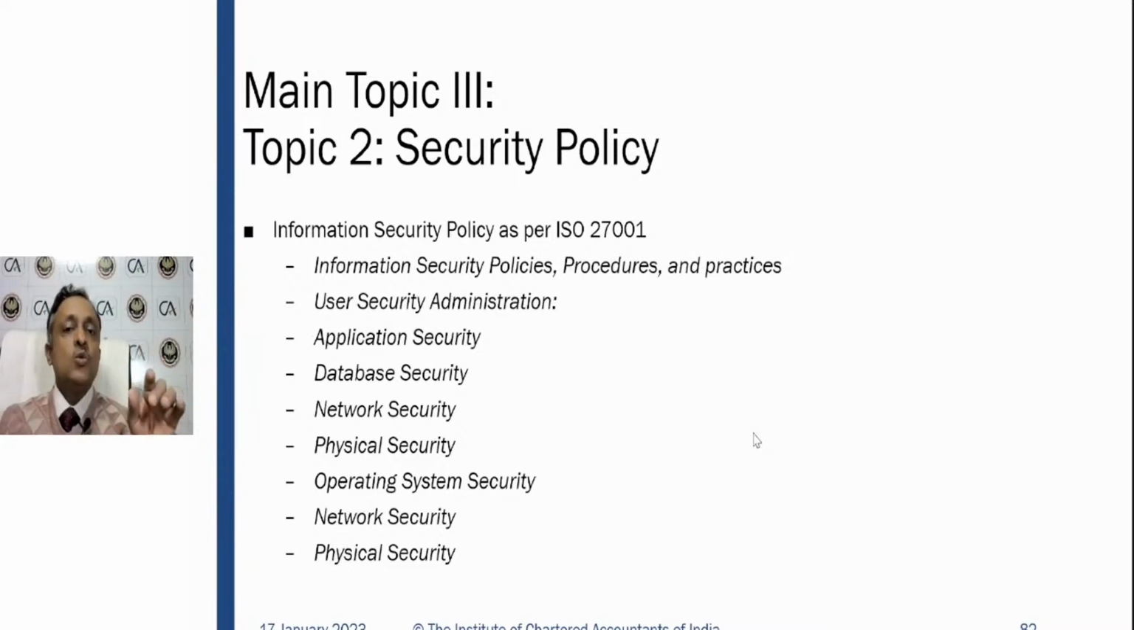Then ISO 27001. This is a guiding standard for creating security policy. It is, I think, 10 chapters. So every organization needs to create a policy on all these aspects given. So basic security policy, procedures and practices.